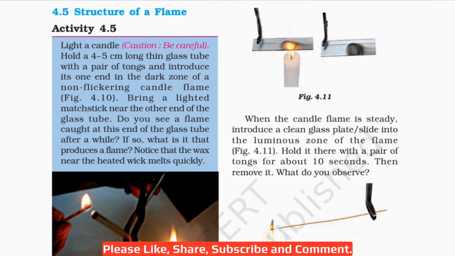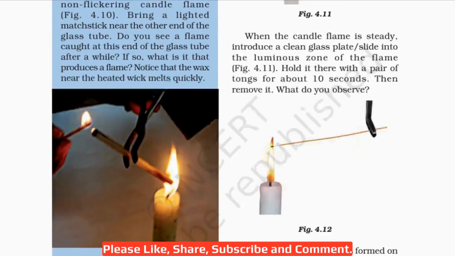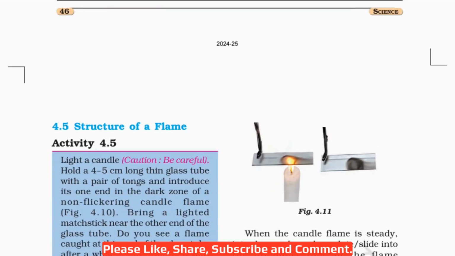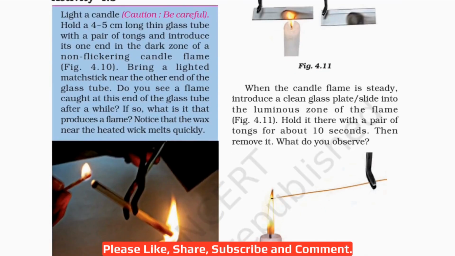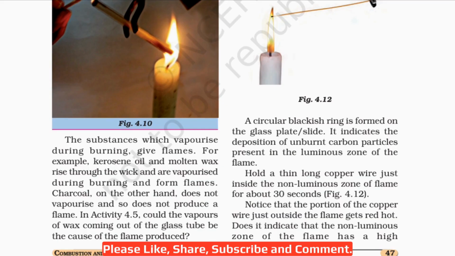Now here, in this activity you will see, where the candle flame is steady, in figure 4.11, introduce a glass plate. Slide it into the luminous zone of the flame. Which is the luminous zone? The yellow one. Now hold it there with a pair of tongs for about 10 seconds. Then remove it. What will you observe? When you bring this glass plate into the luminous zone, the middle zone, you will observe a circular blackish ring. See here, a circular blackish ring, formed on the glass plate or slide.